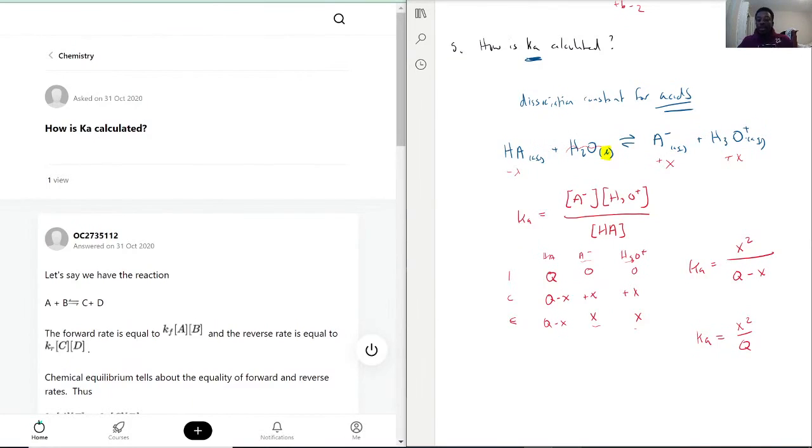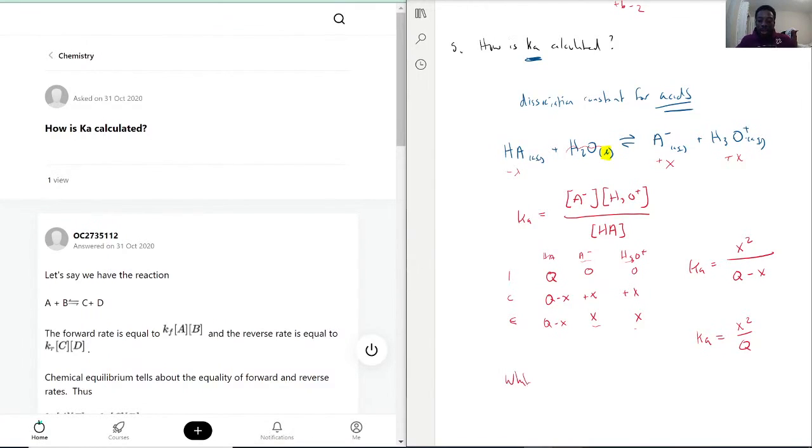If you weren't given a Ka, and the question said this much was produced, like this much conjugate base and acid was produced from HA, the way you would solve that is you'd want to make sure that you have your amounts of conjugate base and H3O, and whatever starting amount they gave you for the HA, you want to subtract one of them, because as we said, every x is produced when minus x is subtracted.